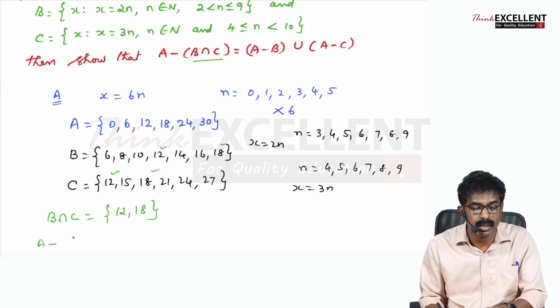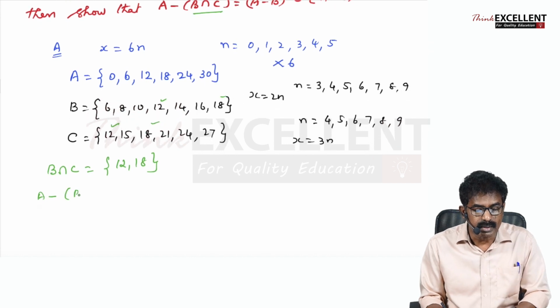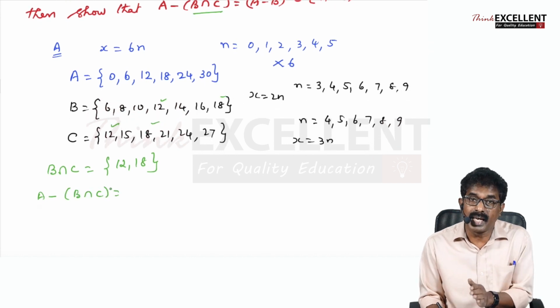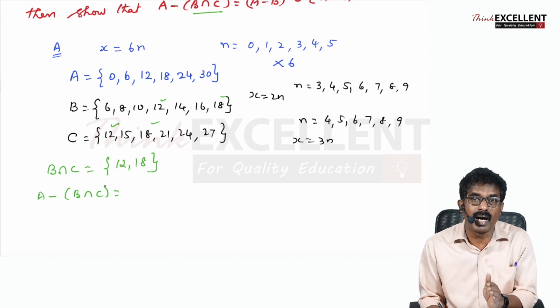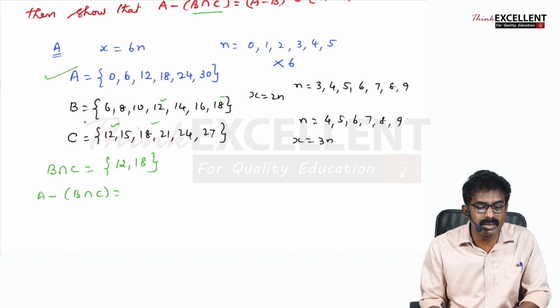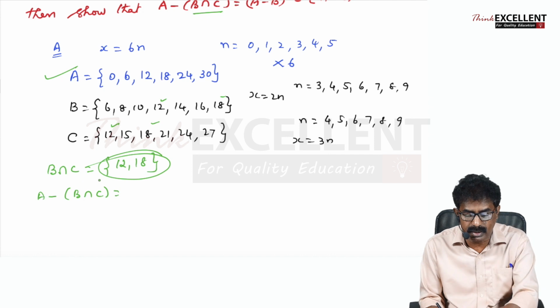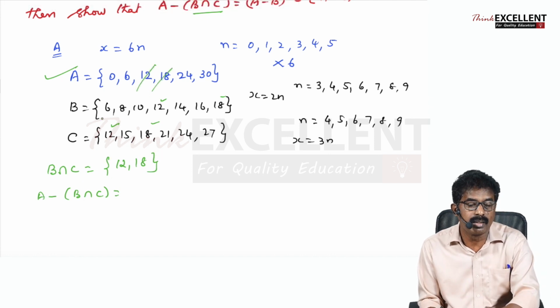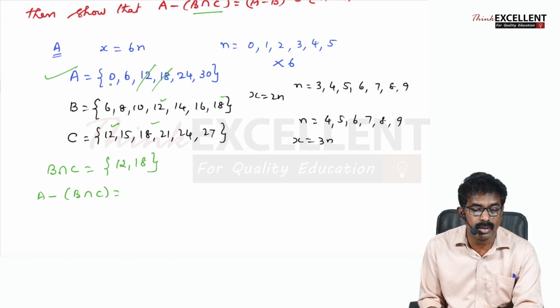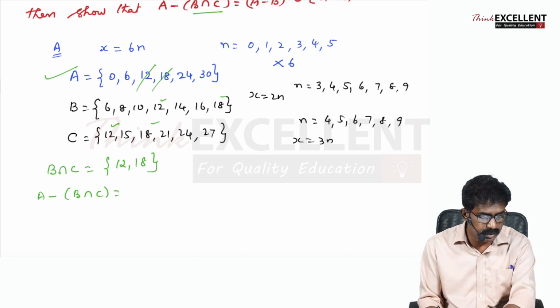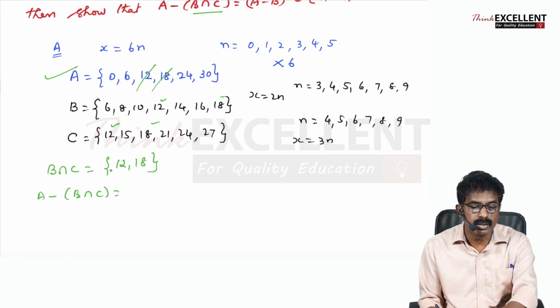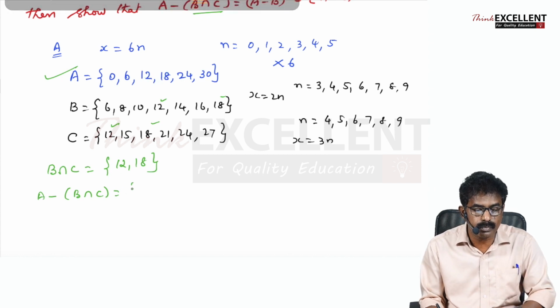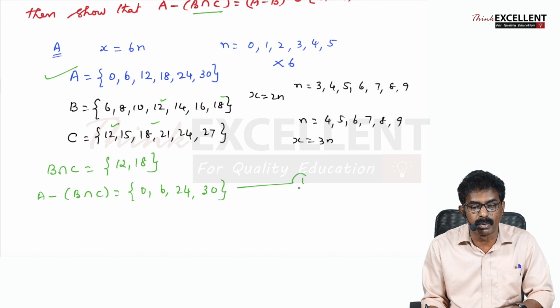A minus B intersection C. What's the meaning? Elements in A but not in B intersection C. You take the elements from A which are not in B intersection C. Don't take this 12 and 18. All the remaining elements in A. What are the elements? 0, 6, 24, 30, right? So hope you understood. This is the answer for LHS. Take it as equation number 1.